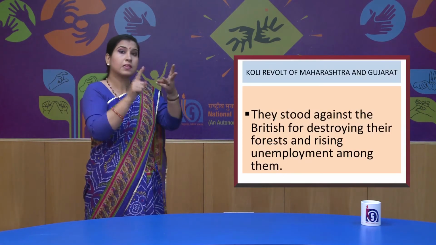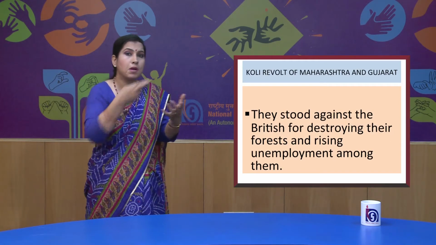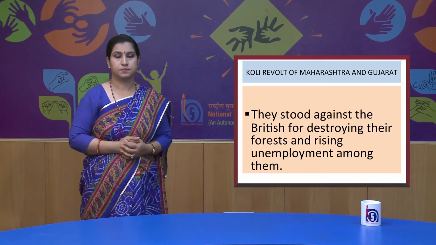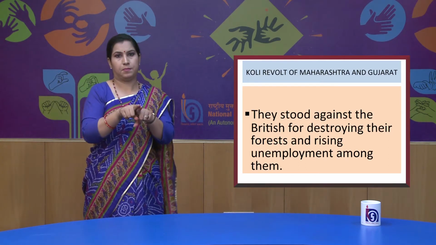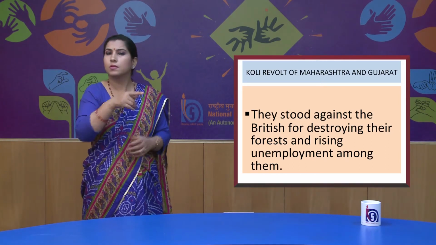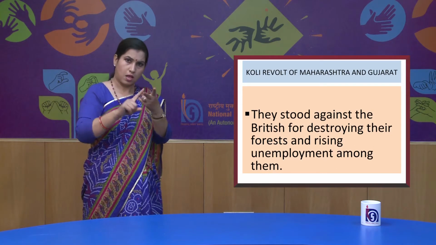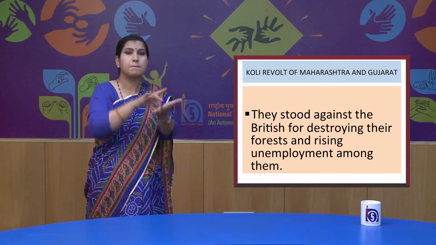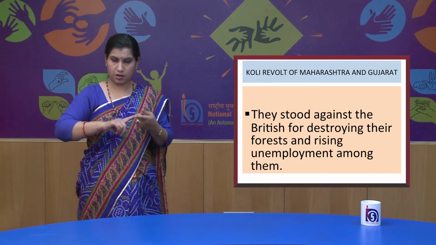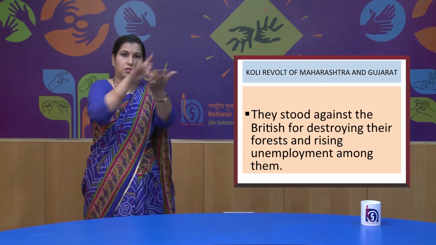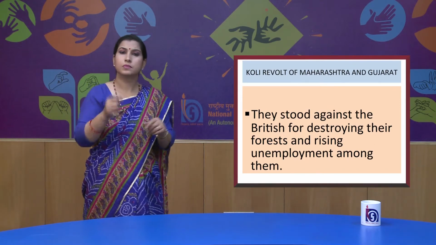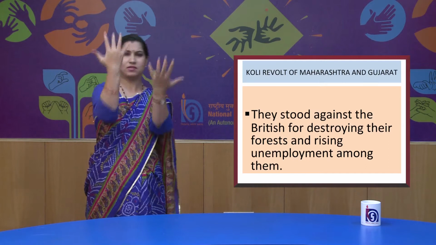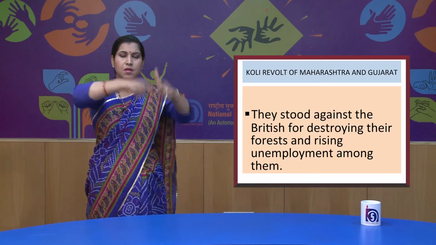The third group of people, named the Kolis, revolted. That is known as the Koli Revolt. Kolis lived in Maharashtra and Gujarat. They stood against the British for destroying their forest and the rising cases of unemployment among them.